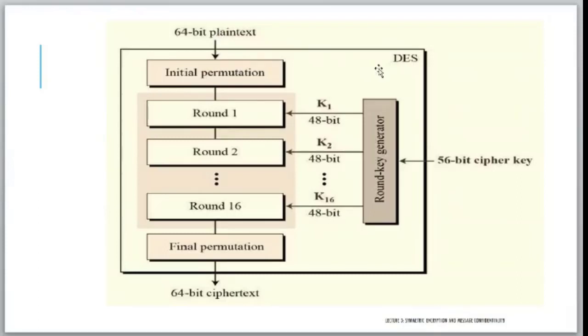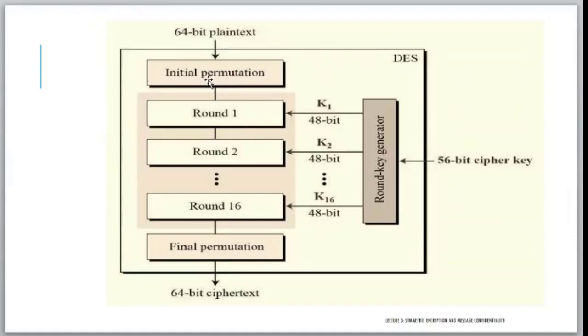Then the algorithm starts. I'm going to send this 64 bits into the initial permutation. Permutation means I'm going to change the place. That means first bit, second bit, third bit, fourth bit, fifth bit, sixth bit, up to 64 bits are available, and we are going to change their places. How the initial permutation works, we will see later. But initial permutation means all the bits will be shuffled.